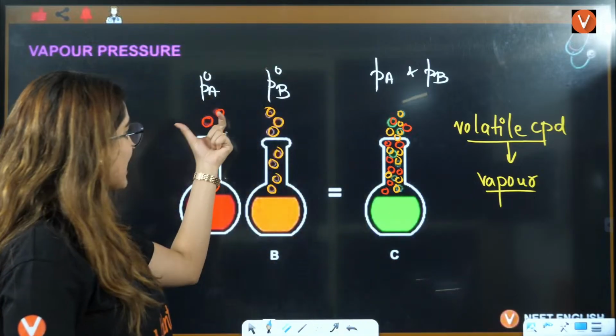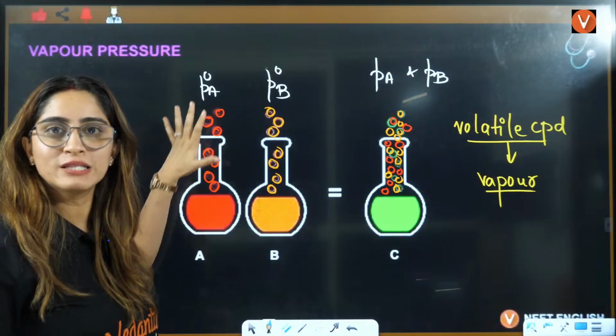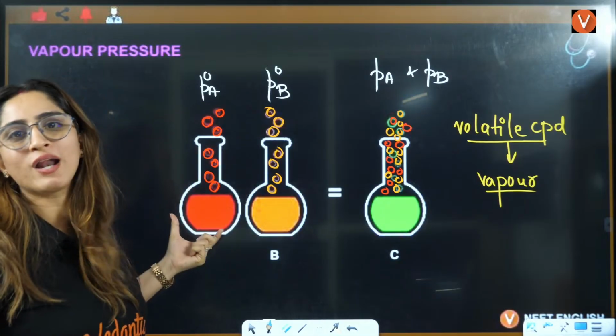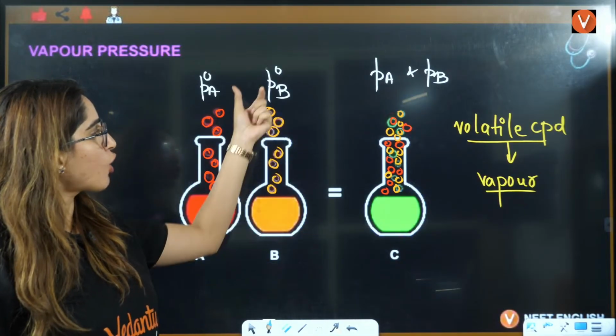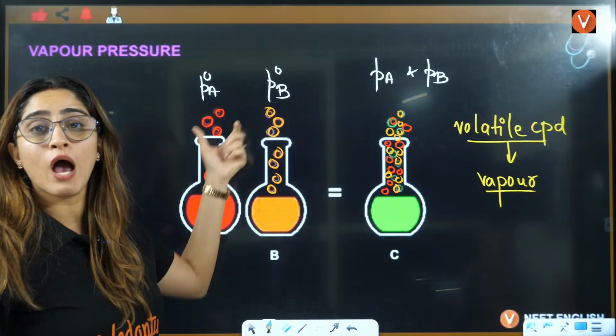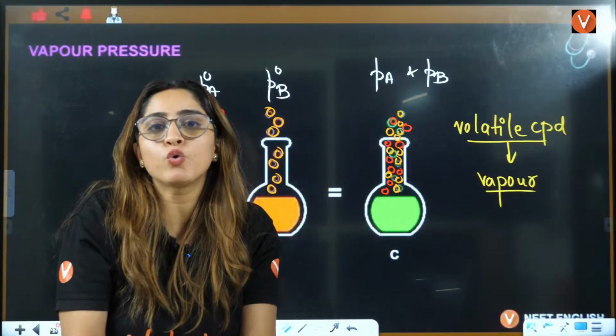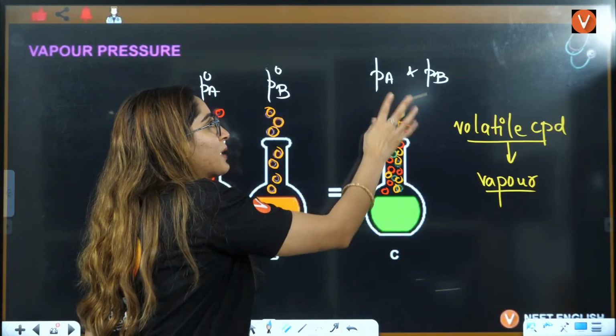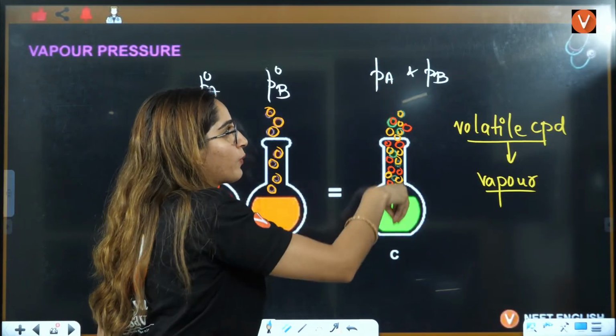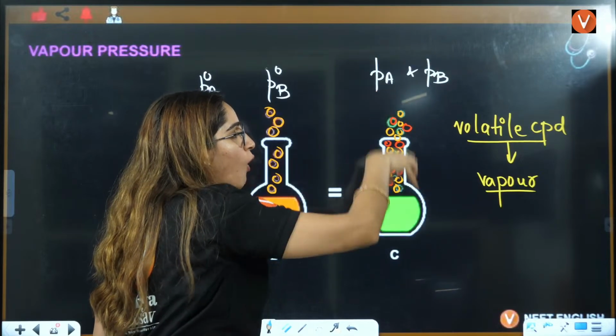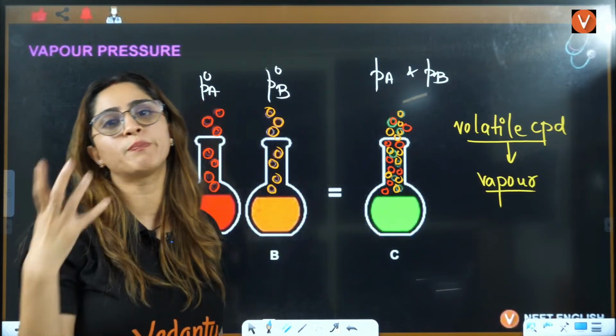This is the pressure of the vapors on the liquid when you have a pure liquid A. This is the pressure of the vapors of B when you have a pure liquid B. And here you are mixing two things. Then what is the pressure of A vapors on the liquid? What is the pressure of B on the liquid? That is called the partial pressure.